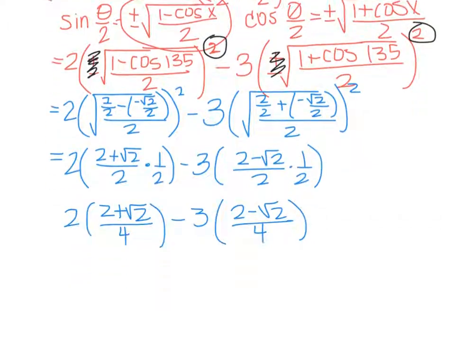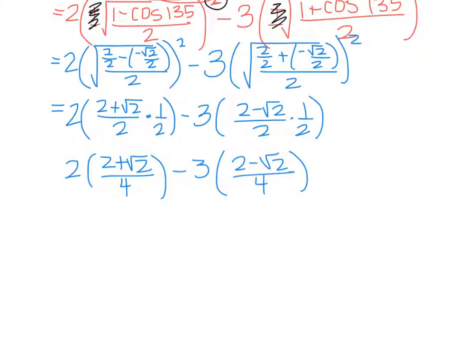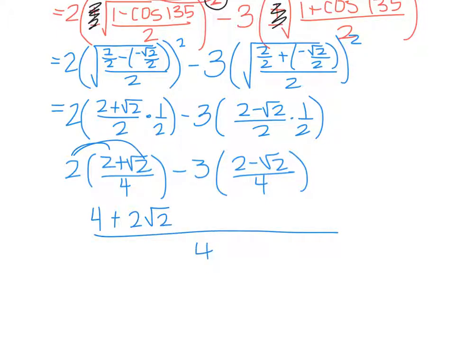Okay, my last thing is going to be to distribute those numbers out in front. So I've got 2 times 2 is 4 plus 2 root 2, and it's all going to be over 4. Negative 3 times 2 is negative 6, and then a negative and a negative make positive 3 root 2.